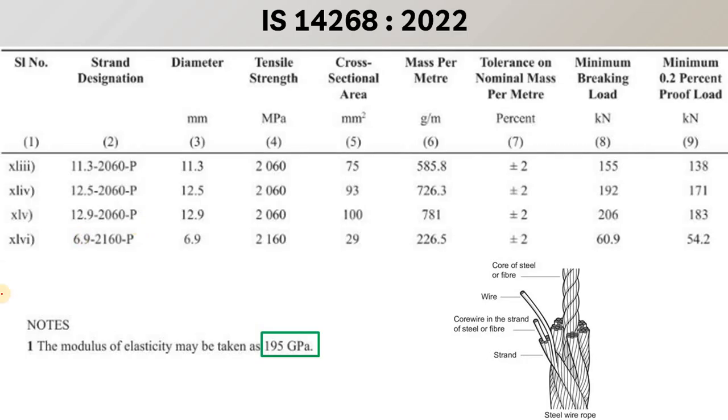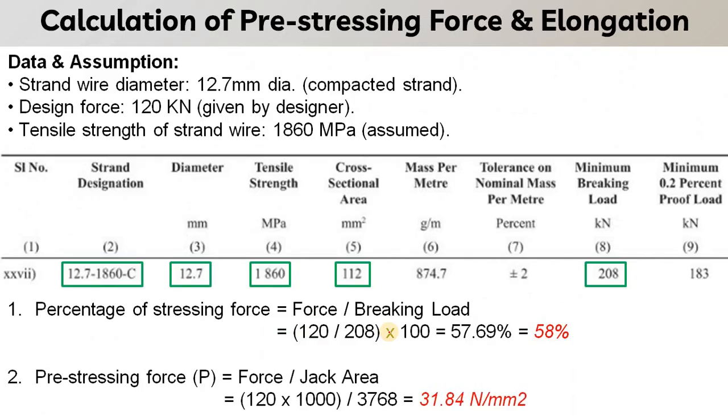One more thing, the modulus of elasticity that is considered is 195 GPa, as per IS 1343. It is suggested by the IS code that the modulus of elasticity for the strand wire has to be considered as 195 GPa. So we will consider 195 GPa as the modulus of elasticity in our further slides, and we will see where this modulus of elasticity will be used in our calculation. So let us start the calculation of the pre-stressing force and the elongation as well.